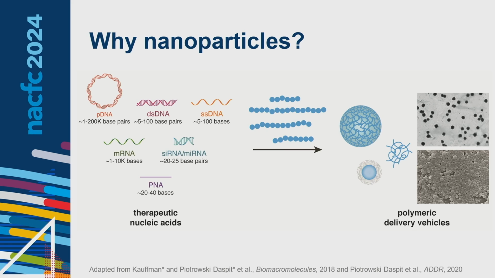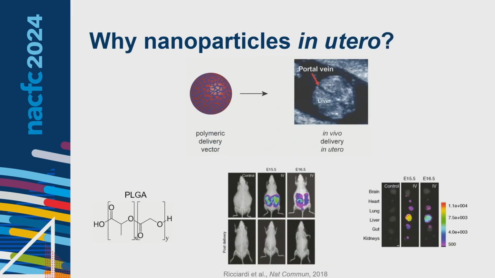And so we're interested in using polymeric nanoparticles to both protect the cargo and ideally direct the cargo where it needs to go in the body. So why nanoparticles in utero? Well, we think that these can be pretty safe, and there are lots of potential routes of administration. I'll tell you in a little bit, we administered nanoparticles in non-human primates into the portal vein.